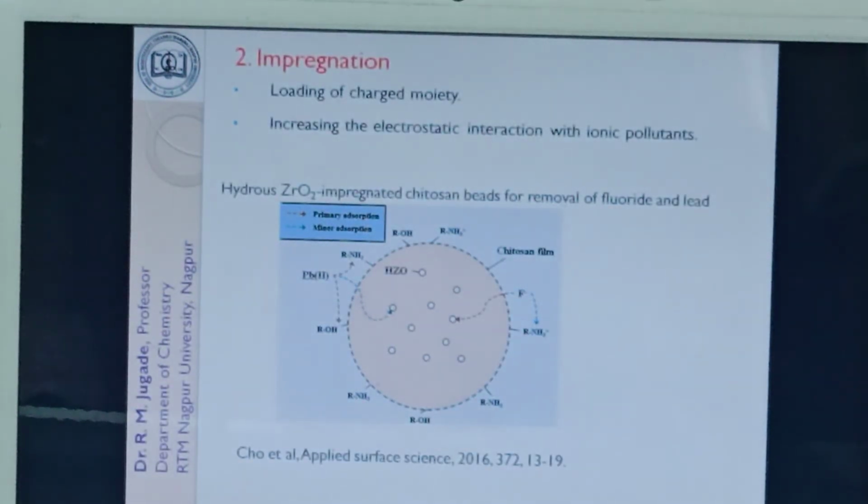Another way of modifying chitosan is the impregnation phenomenon. If we impregnate the molecule with certain reactive groups or charged moieties, it will increase the electrostatic interaction with the ionic pollutants. For example, hydrous ZrO2 impregnated chitosan beads for the removal of fluoride ions. It is a combination, or impregnation, of ZrO2 on chitosan material, and it leads to trapping of fluoride ions. This is a reference taken from literature.